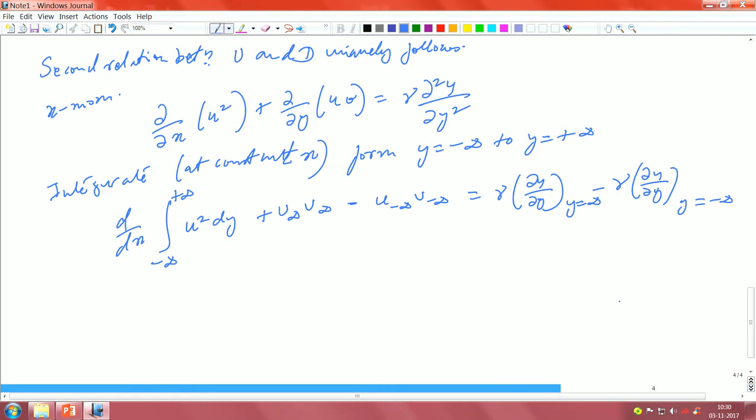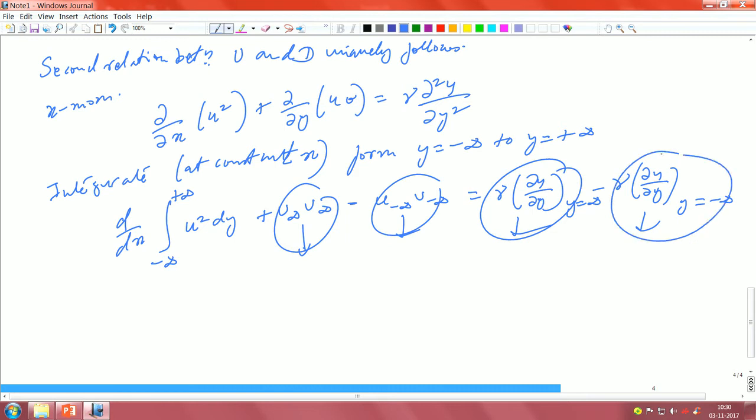Based on that you can see that most of these terms are actually equal to 0, this is 0, this is 0, this is 0, this is 0, because of the far field everything vanishes. At y infinity is a reservoir which was initially quiescent, so everything should vanish at the far field. So, all you are left with is d by dx of the integral from minus infinity to plus infinity of u square dy is equal to 0.